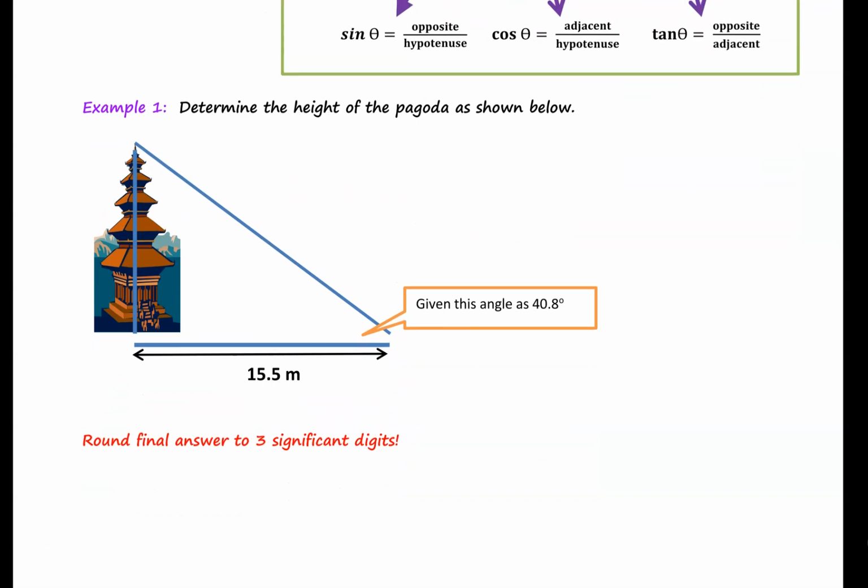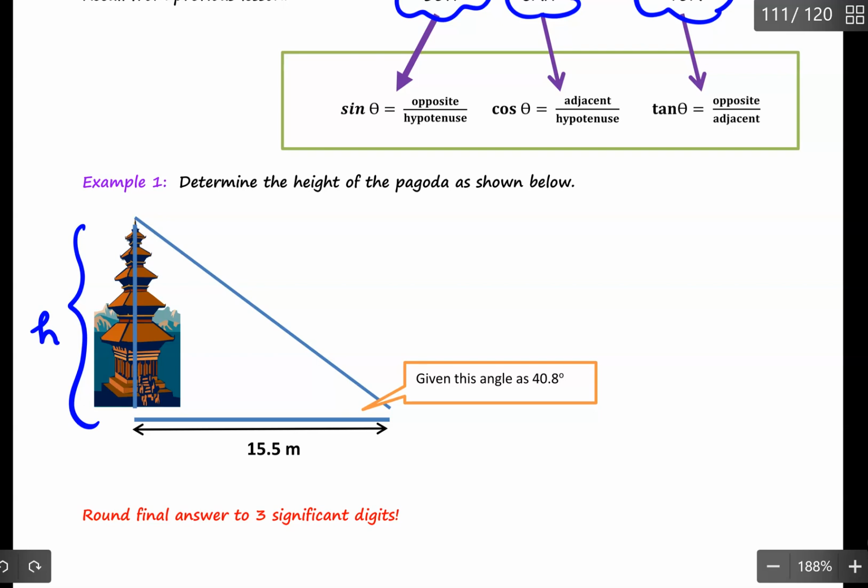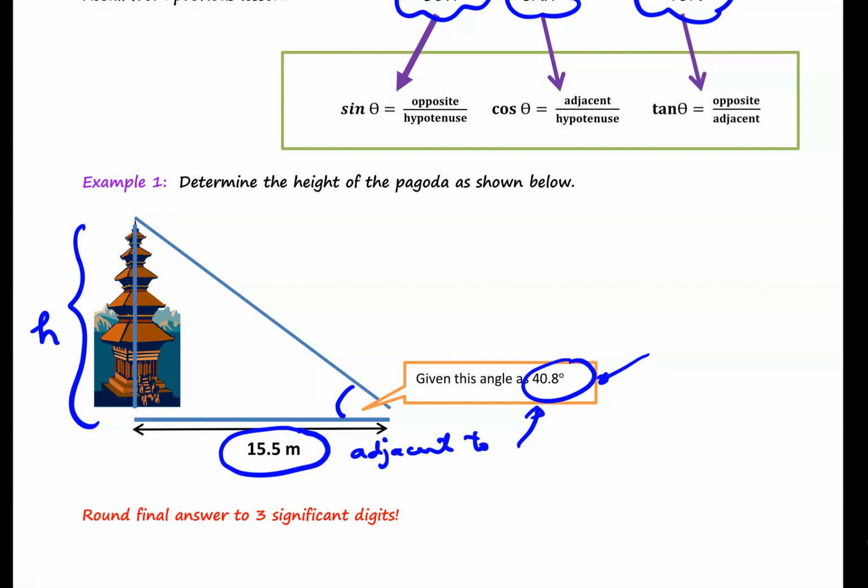And for example number 1, it asks me to determine the height of this pagoda. Okay, so this is the length and this is the height, so I have to find this one. I put it as h, given this angle as 40.8 degrees. From the position of this angle, you see that the given information is 15.5, which is adjacent to this angle. And you have to solve for h. Adjacent is given to you, but according to the position of this angle, the height is the opposite. So you are given opposite and adjacent. Therefore, I should use tangent in this case.